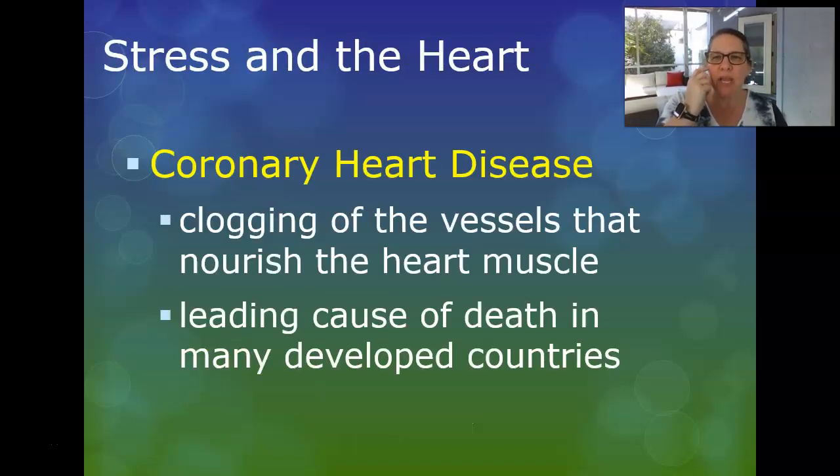So we're talking about how stress impacts your immune system and impacts your body. So one of the largest disorders or diseases that is directly linked to stress is coronary heart disease. So it clogs the vessels that nourish our heart. So this is one of the leading causes of death in many, many developed countries, including the United States. And coronary heart disease is one of those diseases that can be prevented by lowering or dealing with your stress levels.